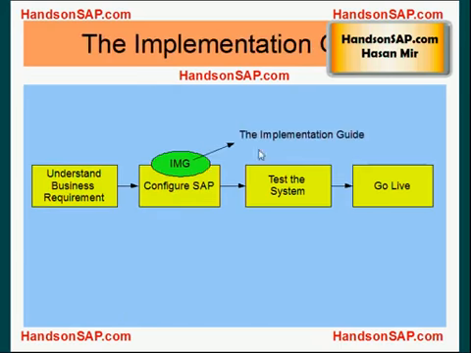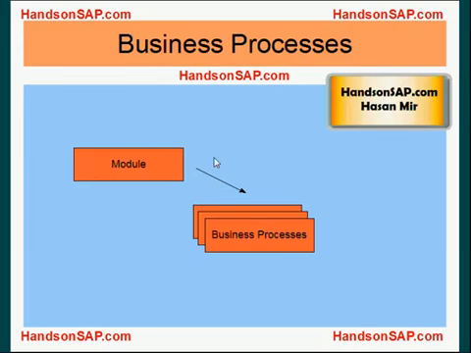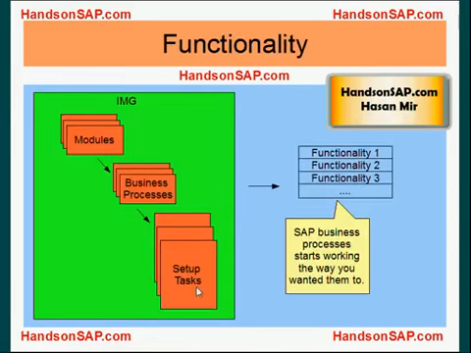Now remember that SAP software consists of multiple modules. A module consists of different business processes. IMG groups all the setup tasks that need to be performed in order to achieve the desired functionality by business processes as well as by modules. So it's very easy to see what setup tasks need to be performed because they are listed by business processes. Once you have performed all these setup tasks, you get your desired functionality from your software.